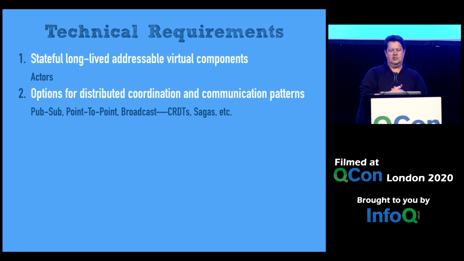Options for coordination and communication patterns. We have point-to-point, broadcast, pub-sub, using whatever you might like under the covers. Could be Kafka today, could be something else later. CRDTs, which are conflict-free replicated data types, which are an eventually consistent distributed view on things that coordinate amongst themselves. Sagas, which are transactions, et cetera.